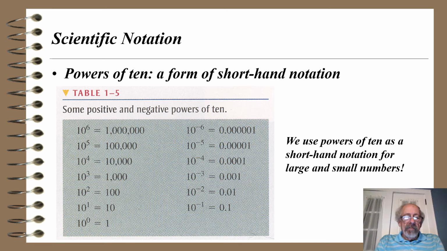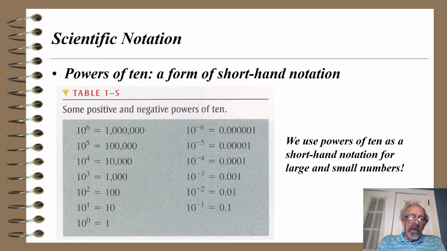So you should be familiar with this, I would think, from someplace in your prior experience. 10 to the 6th is a million, so the exponent, the 6 there, tells you the number of zeros. 10 to the 5th is 100,000, or 5 zeros. 10 to the 4th is 10,000. 10 to the 3rd is 1,000. 10 squared is 100. 10 to the 1 is just 10.